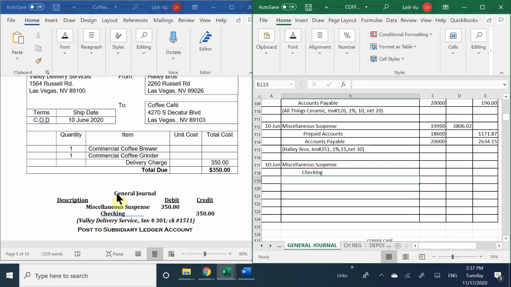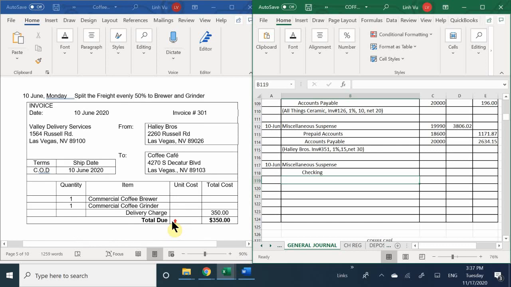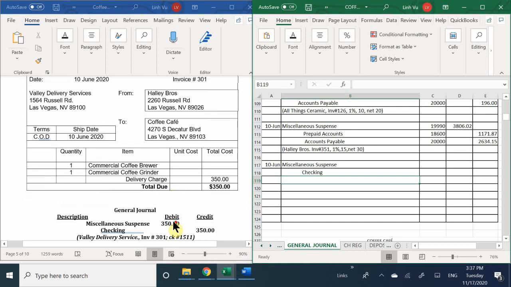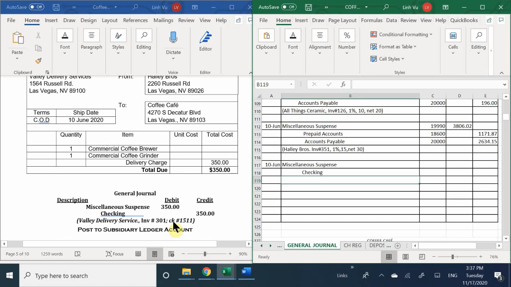And then, of course, with this given piece of information, who is our vendor? Valley Delivery Services. Yes, and what invoice number is this? 301. And because we're going to write a check to them, what check number are we going to use? 1511. Yes. So you can fill in your description because I've already done the work for you.